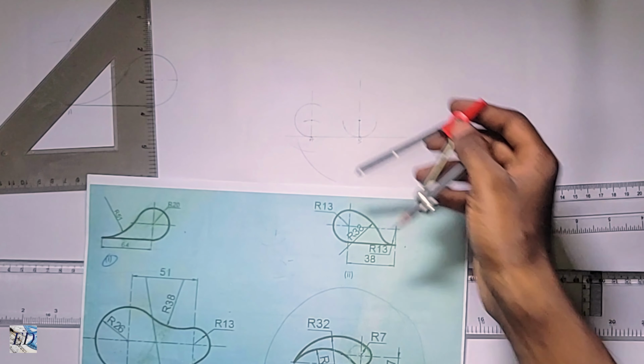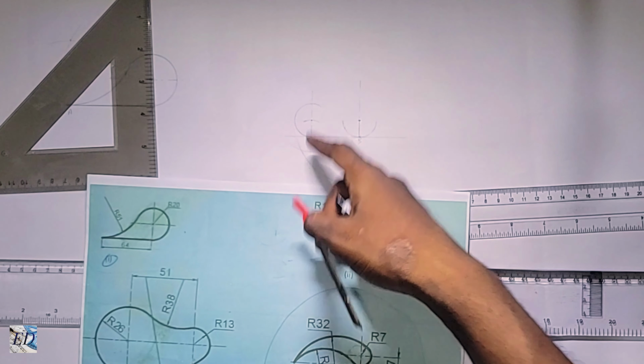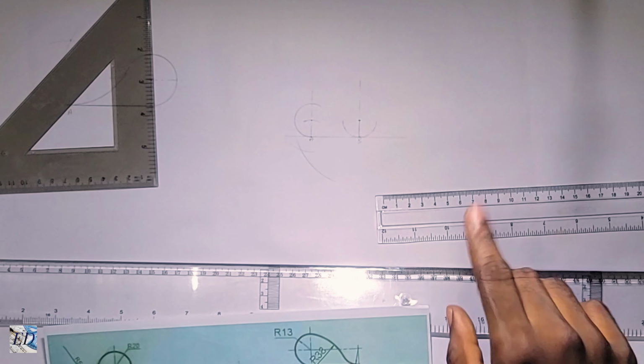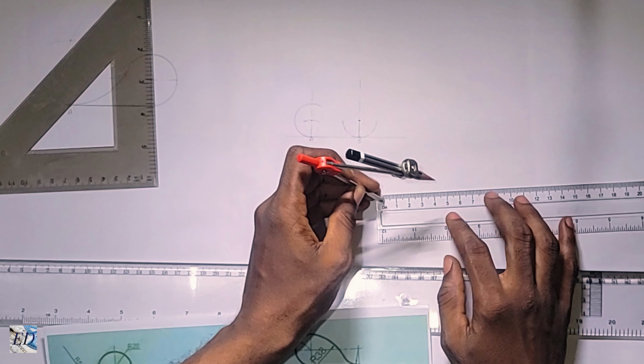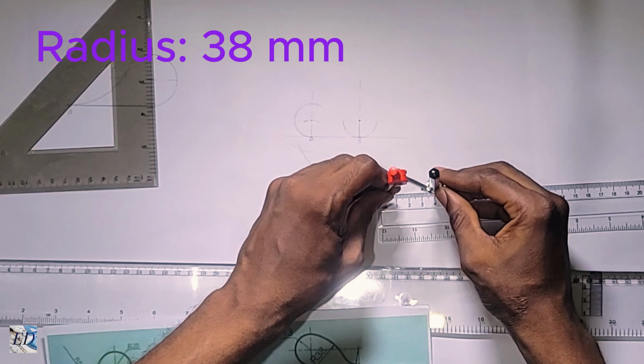The next thing to do is to take the distance of the radius and then with the center draw the arc to touch both circles with radius of 38 millimeters.